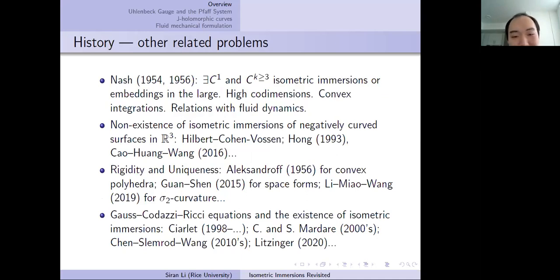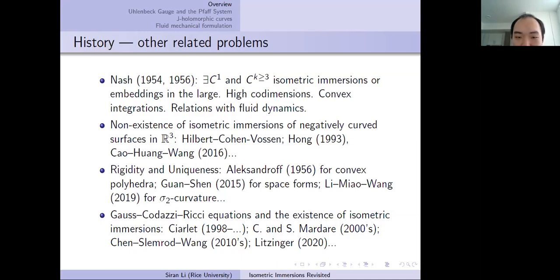So let me mention a few other related problems. We talk about the results by Nash, for C1 and Ck isometric embeddings and immersions. These are existence theorems in the large, in the sense that given any metric G, which has no particular curvature condition, you can prove there exist isometric embeddings or immersions into Rn for n large enough. So if you have a high enough codimension, then you can always get existence.